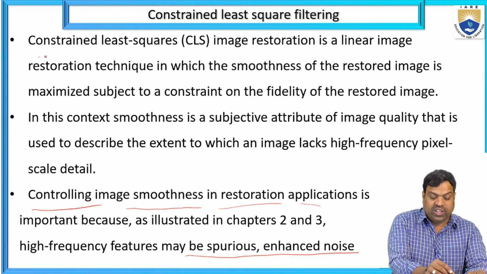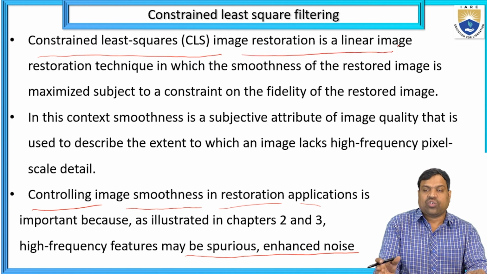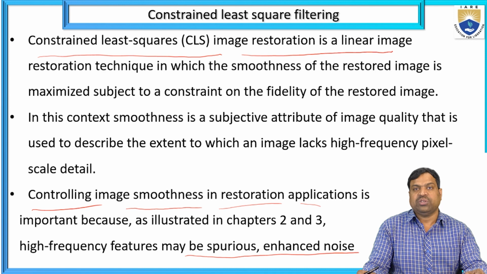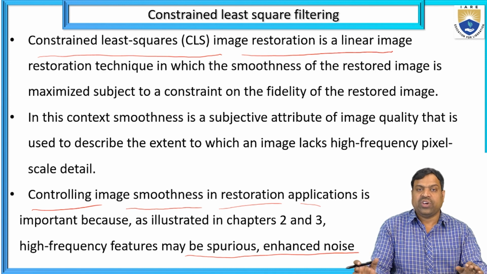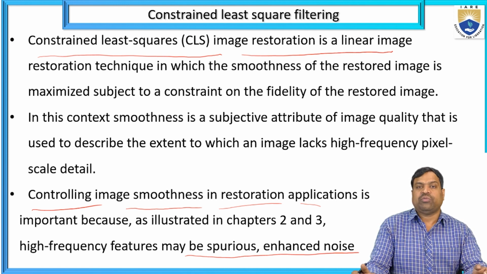Okay, so finally, constrained least square image restoration is a linear, not a non-linear, image restoration technique in which we apply smoothness to the restored image. What is the input image? We are applying the smoothness to the input image, that is, the degradation function, and the output image is the output without noise and without blurring. That is the restored output. Restored means the output image replaces the input image. Okay, f dash of x comma y is used in the place of f of x comma y. So it is maximized subject to a constraint on the fidelity of the restored image.